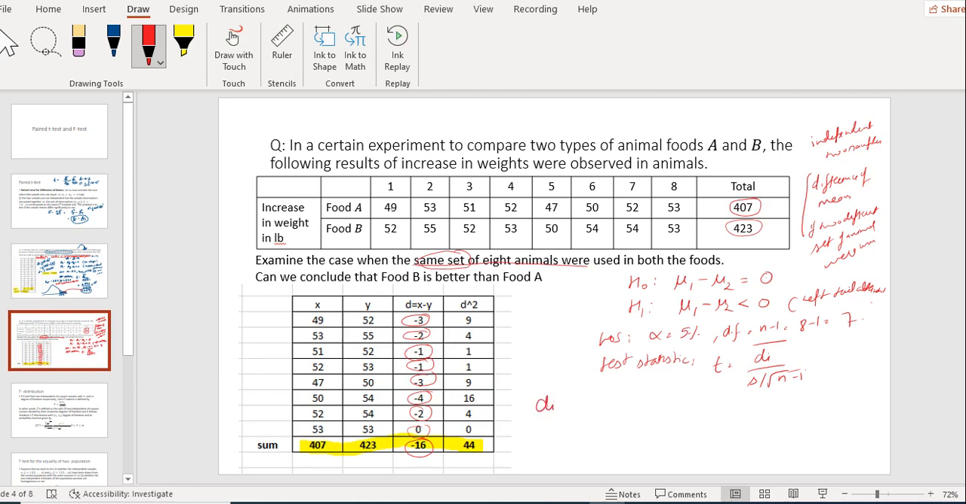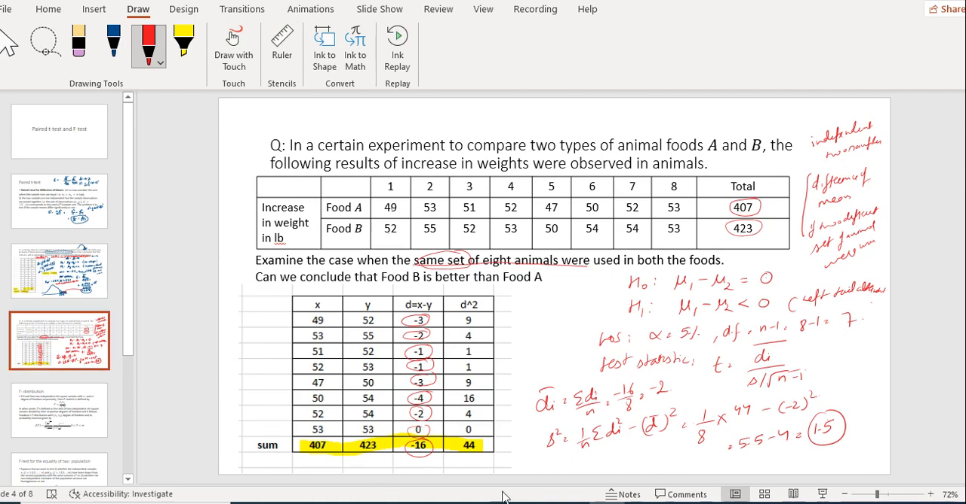So what is d bar? This is summation di by n. So minus 16 by 8, its value is minus 2. And then we have to calculate s square. So what is s square? 1 upon n summation di square minus d bar square. So 1 upon n means 1 upon 8 into summation di square, its value is 44, minus of minus 2 square. So its value is 5.5 minus 4, so its value is 1.5. So this is the value of s square.